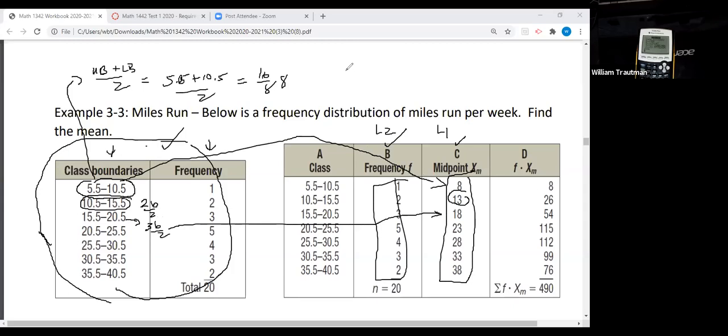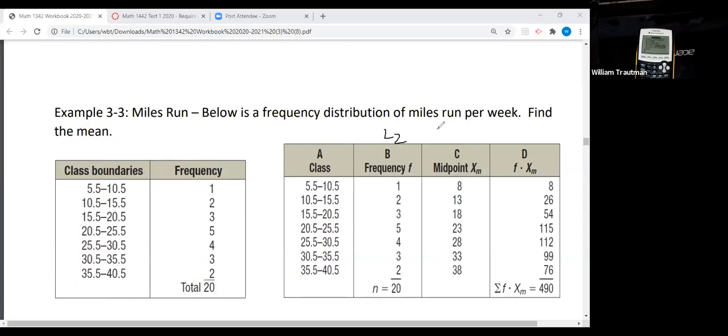I'm going to try to be a little neater. Frequency always goes into list 2, so don't get that mixed up. So stat, number 1, edit. We're going to clear out list 1, and we're going to put the midpoints, 8 and 13, all this into list 1: 18, 23, 28, 33, and 38. And list 2 is all the frequencies: 1, 2, 3, 5, 4, 3, 2.